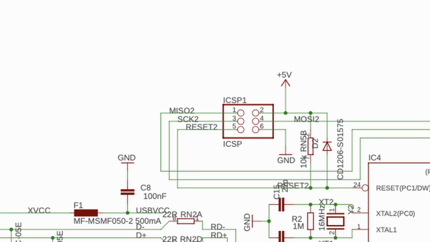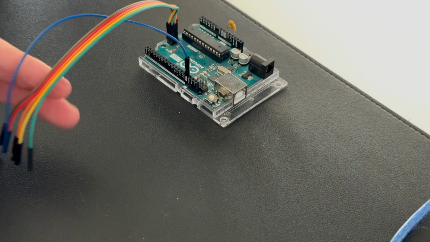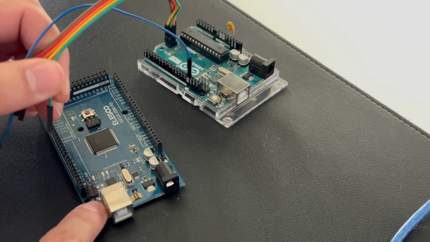Now, let's look at the in-circuit serial programming section of the 16U2 microcontroller here. The in-circuit serial programming interface, or ICSP, is the method that we'll use to load the firmware into the Atmega 16U2 chip. So we'll use a spare Arduino as a programmer.